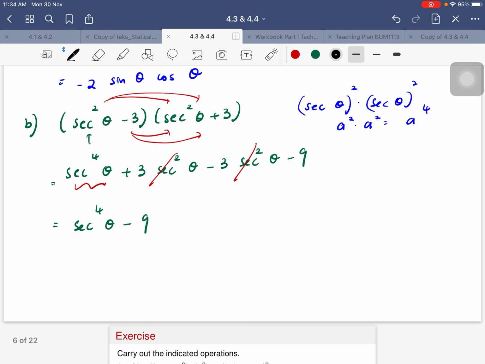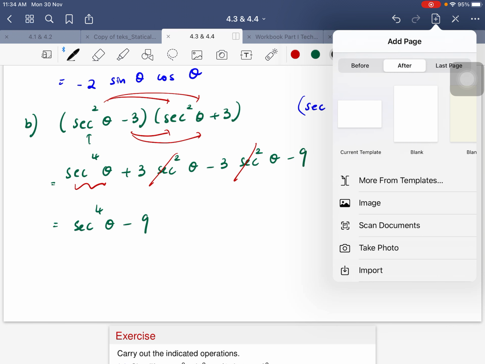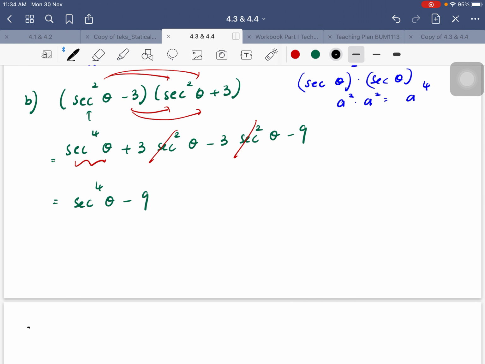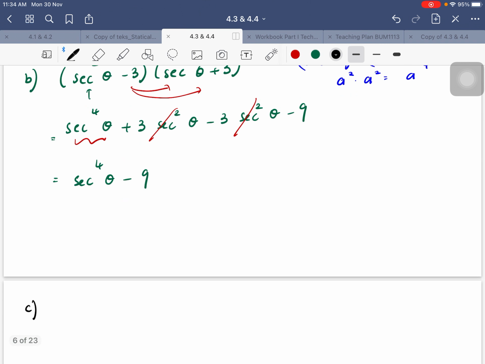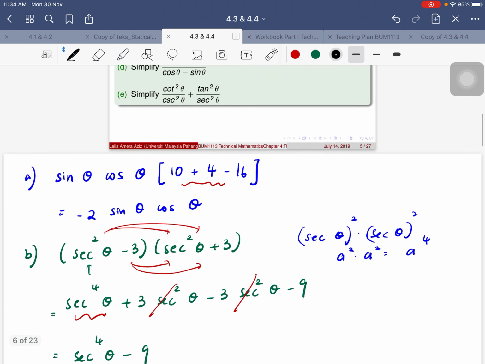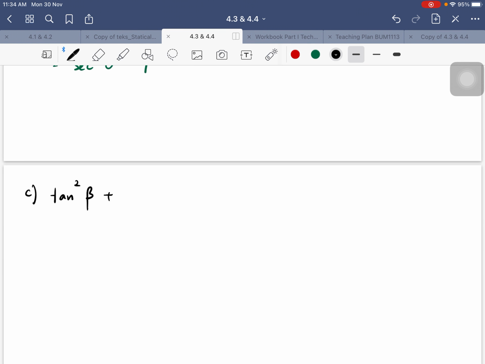Again, for the case of C, it says factorize. The factorize idea is, again, pretty much the same. So let's see what we have to factorize. Now I have tangent squared beta plus 8 tangent beta minus 9. If you notice, this is actually just a quadratic, because I have a tangent and it's raised to the power of 2. The power of 2 is highest. So this is actually a quadratic function, but it is in terms of tangent.